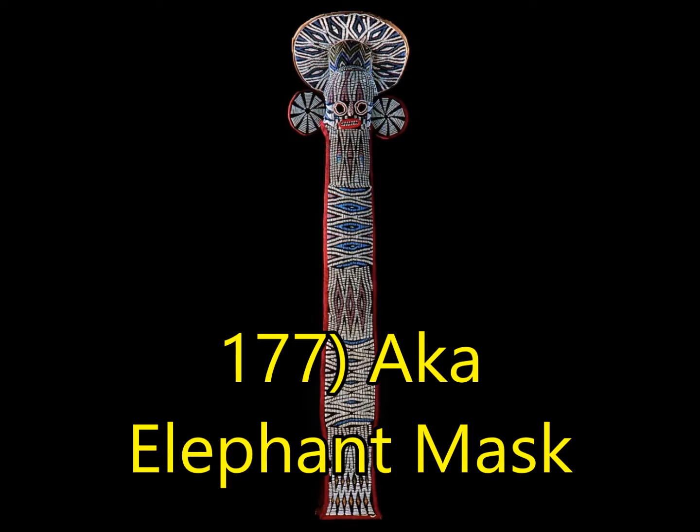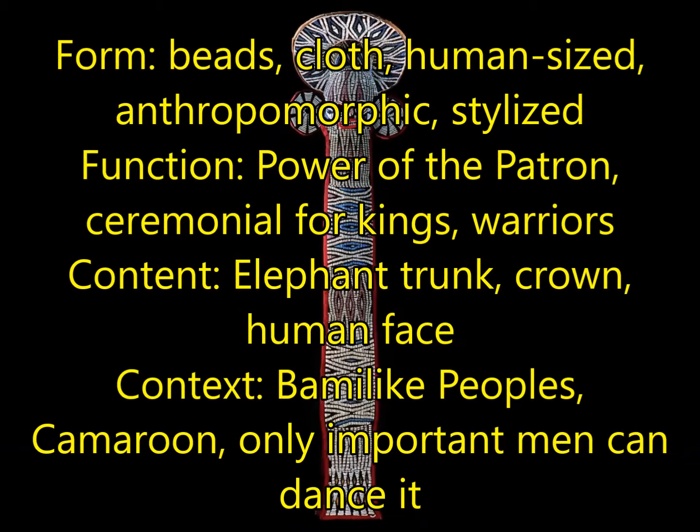Next up is the Aka elephant mask. For form, you can put that this is made of cloth covered in teeny tiny beads. Remember that it is human-sized, so that elongated trunk would reach all the way to the ground. It is anthropomorphic because it has that human face in the top, and it is distinctly stylized.